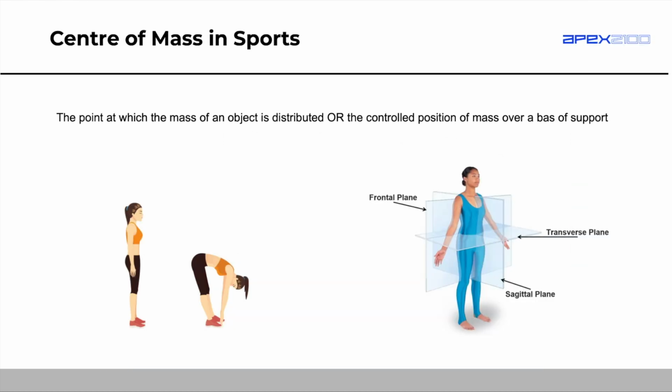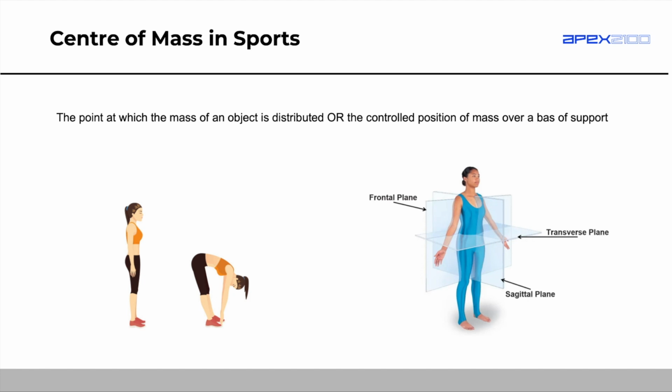All right, so that was it for the force time graphs. Now we're going to have a look at center of mass in sports. So we're going to look at what center of mass is and how it can be manipulated during different sporting activities. So in the anatomical position, which is the lady on the right here, the center of mass is at the intersection of the body planes. So it's where the frontal, transverse, and sagittal planes meet is our center of mass. And that's when we're in this anatomical position, standing upright.